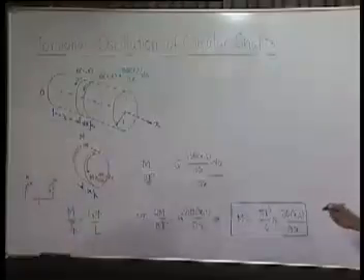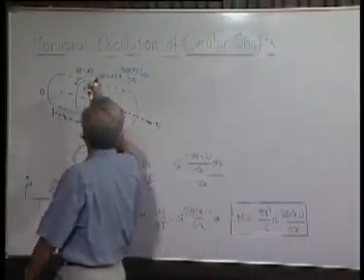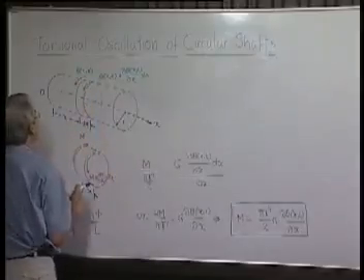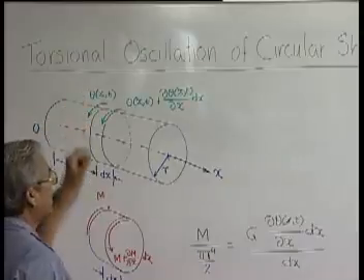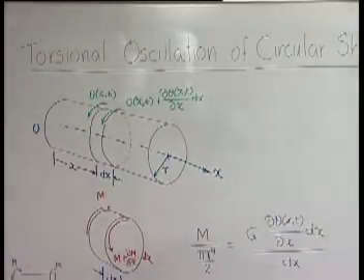Now, what will be angular acceleration? The amount of rotation is given by theta. So, del theta by del t will be velocity and del 2 theta by del t squared will be the angular acceleration.